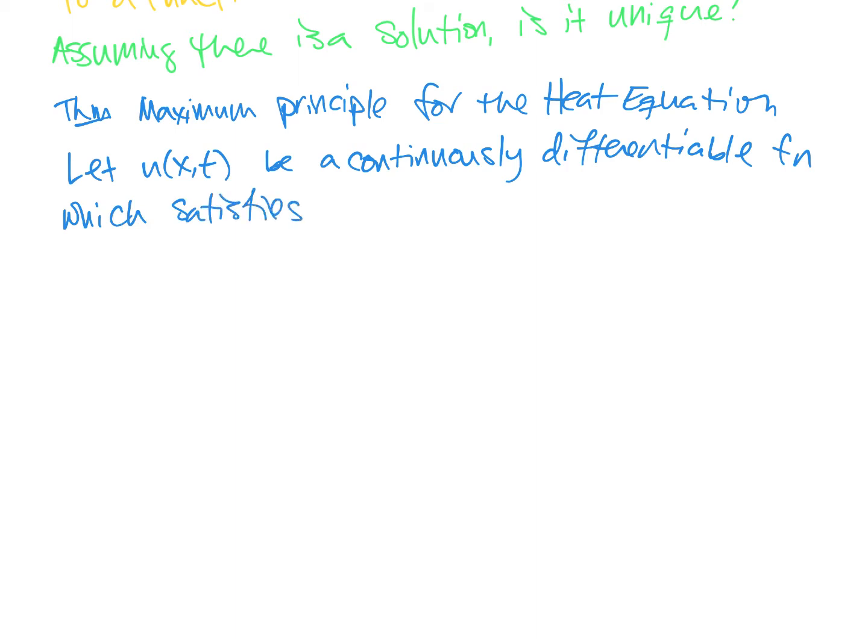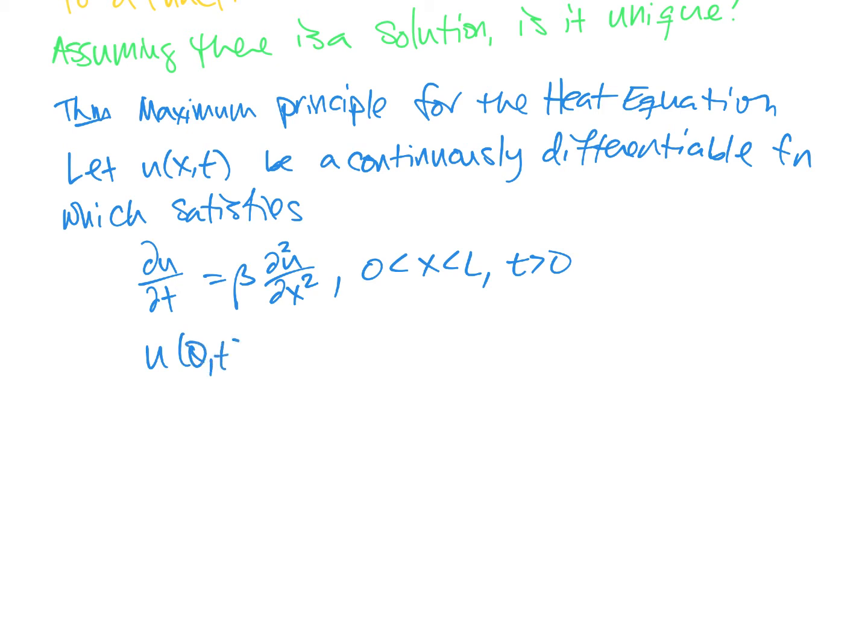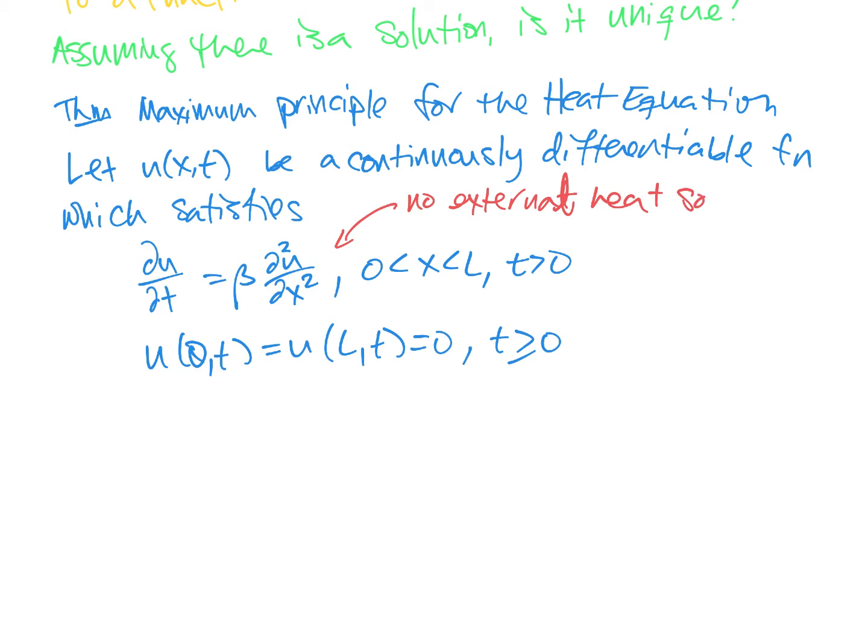So that looks like du/dt equals some beta times d squared u/dx squared. And the boundary conditions, u(0,t) equals u(L,t) equals 0 for t greater than or equal to 0. And so we note here that we have no external heat source.